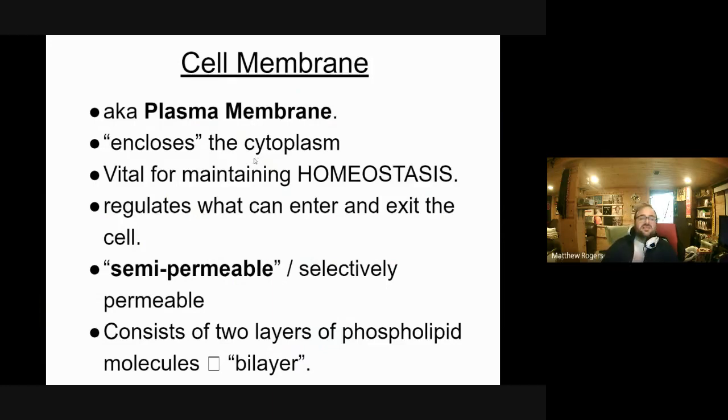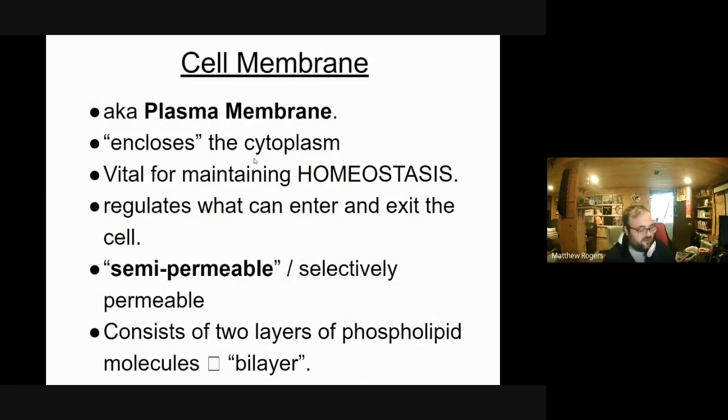So let's write these down, on a piece of paper or Google Docs or something like that. The cell membrane is sometimes called the plasma membrane. It goes back and forth in science. I like the cell membrane, I think it's easy. The idea here is the cell membrane encloses the cytoplasm.